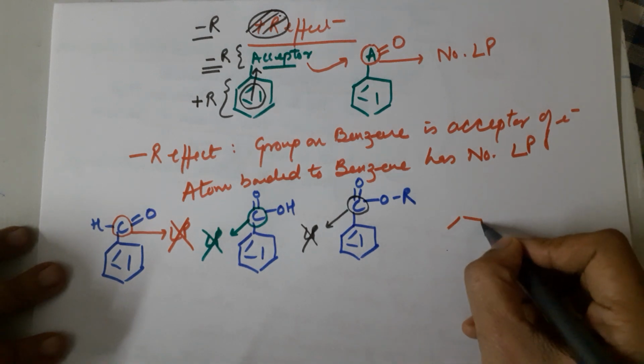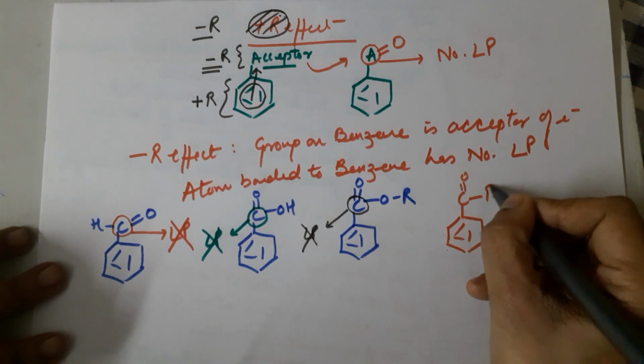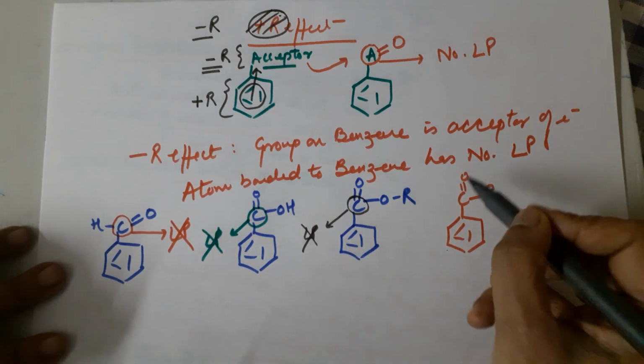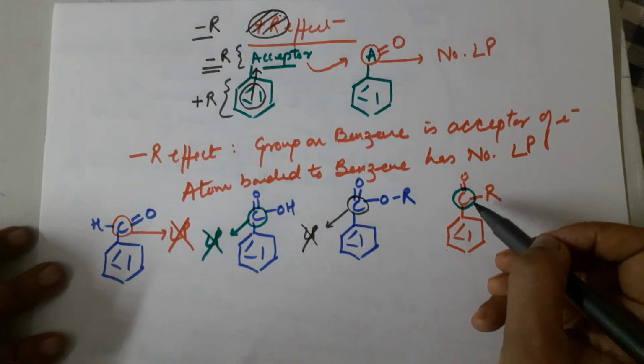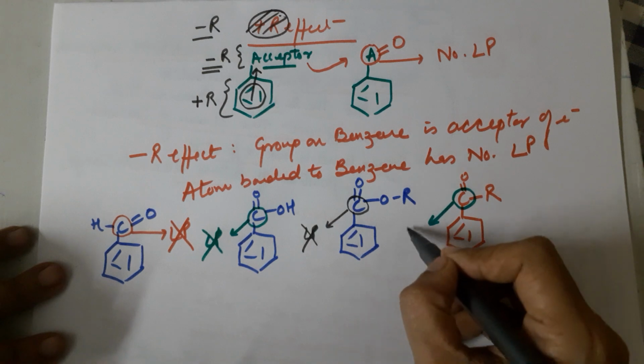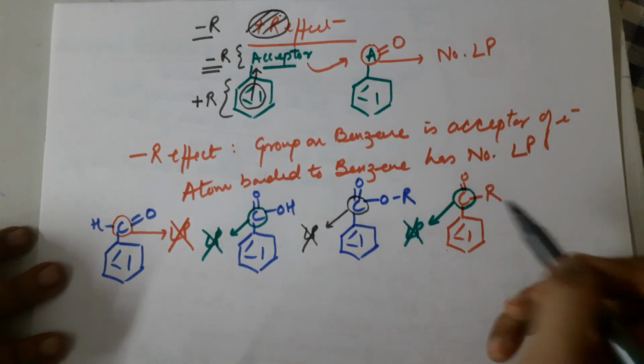Moving on, the next example is that of a ketone. So in case you have a ketone, again your atom attached to benzene is carbon. Does this carbon have any lone pairs on it? No. Since again it has no lone pairs, this would also be acting under the category of -R effect.